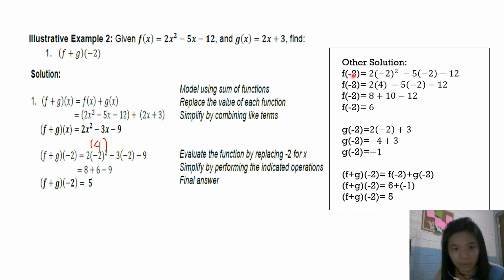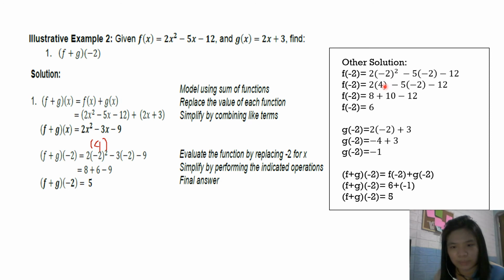So, we have f of x. Gawin natin siyang agad f of negative 2. Then, we substitute 2x squared minus 5x minus 12. We have 2 times negative 2 squared minus 5 times negative 2. Ayan, 5x kasi. Minus 12. Then, we simplify. So, negative 2 squared is 4.